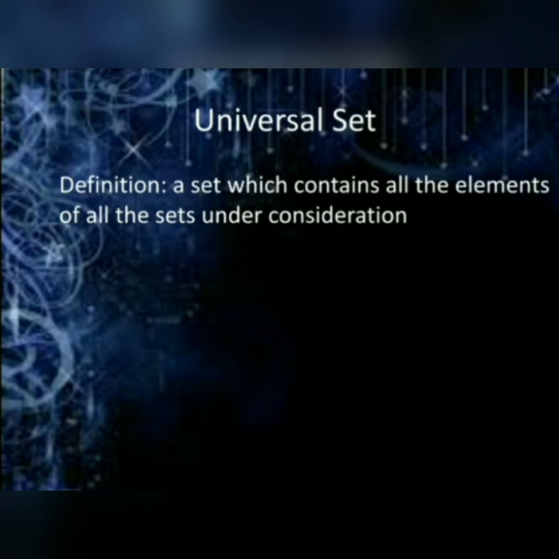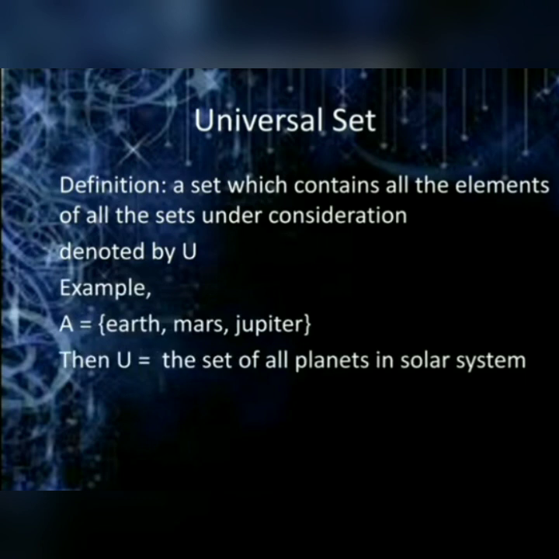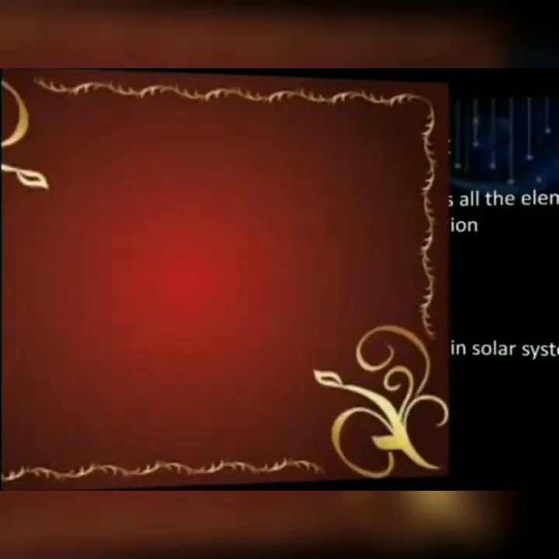So, definition: a set which contains all the elements of all the sets under consideration is called the universal set, and it is denoted by the letter U. So, universal set means the wider one, the bigger one. It contains all the sets inside. See the example. A set A is {Earth, Mars, Jupiter}. So, what will be the universal set? The set of all the planets in the solar system. That is the universal set.